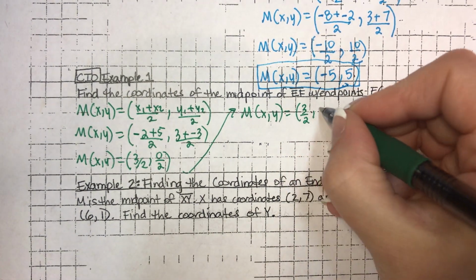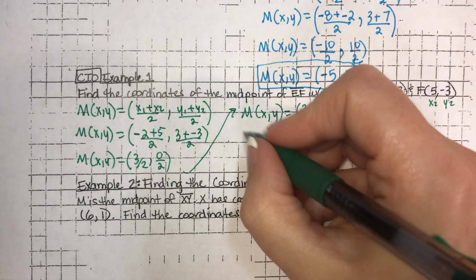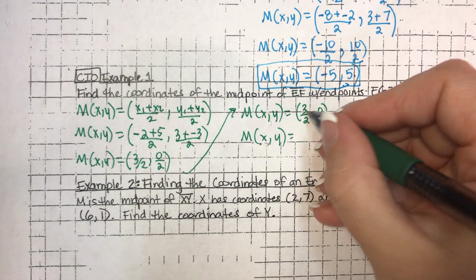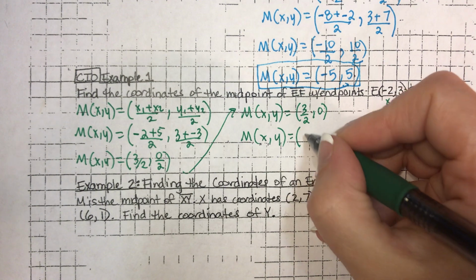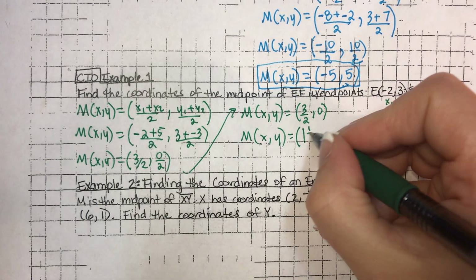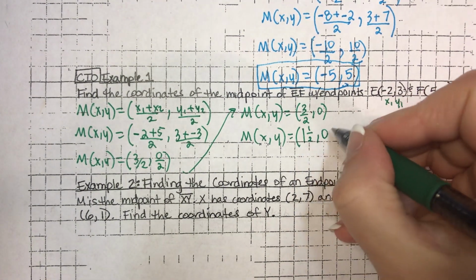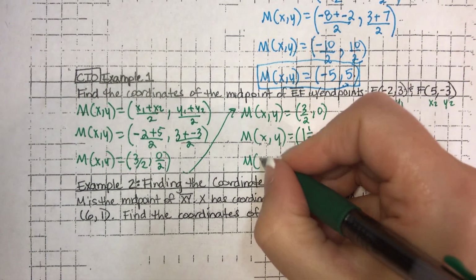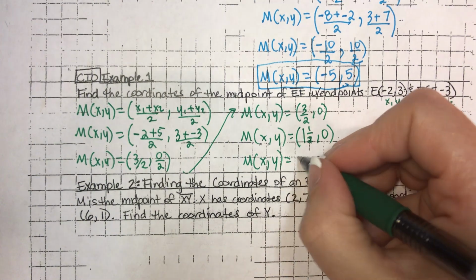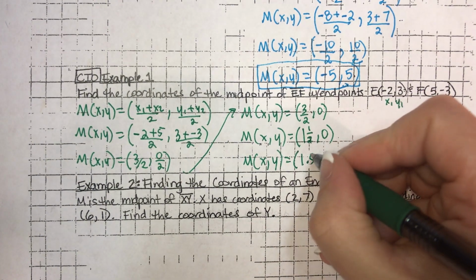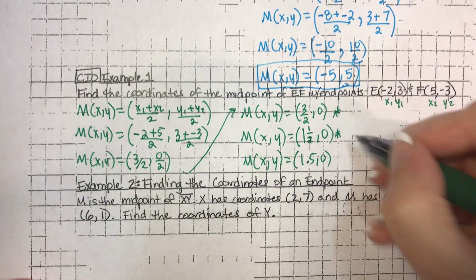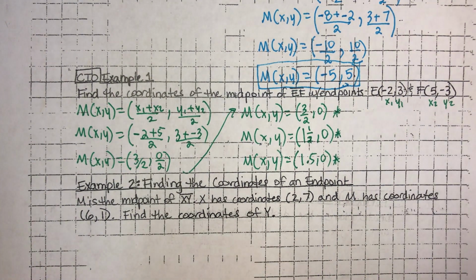So the midpoint of x, y would be 3 over 2, 0, or we could change that to a mixed number. How many times is 2 going into 3? 1 time, and there's 1 left over. So it would be 1 1/2, 0. Or we know that 1/2 is the same thing as 0.5. So we could write our answer like this, 1.5, 0. So all 3 of these are correct.